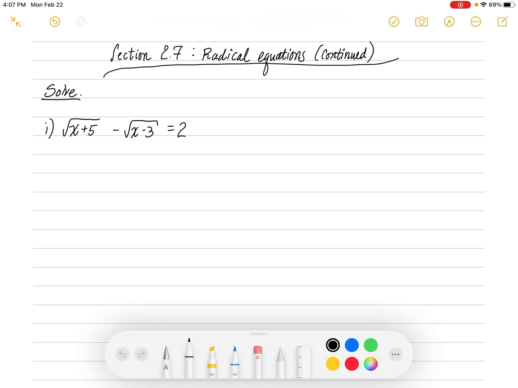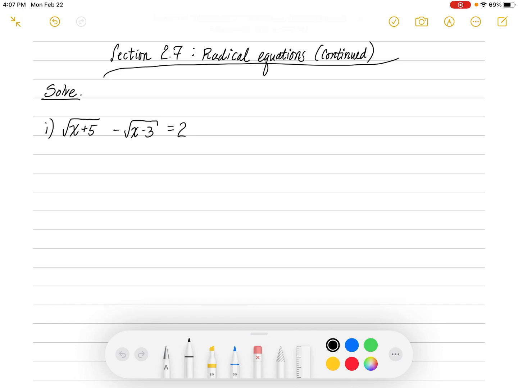So here I'd like to solve the radical equation. Square root of x plus 5 minus square root of x minus 3 with a radical equals 2.